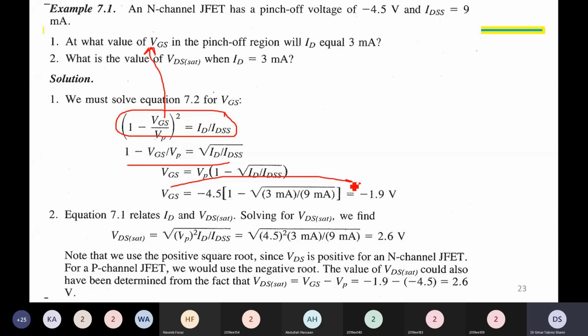Now we come to the second part. What is the value of VD sat when ID is equal to 3 milliampere? Now we can relate and solve. We can relate this part to equation 7.1.